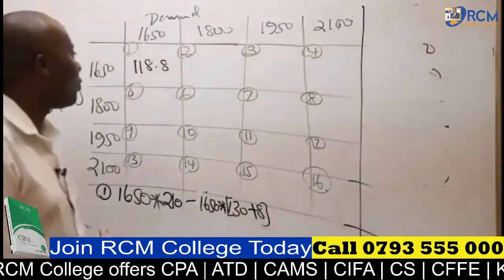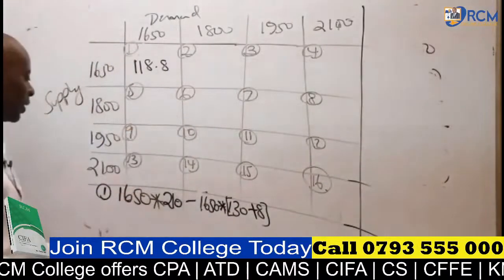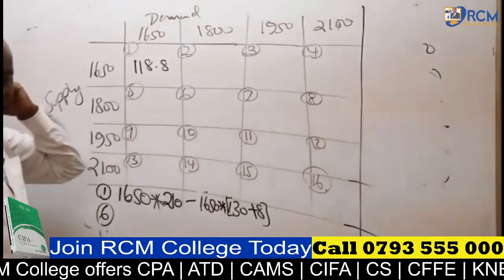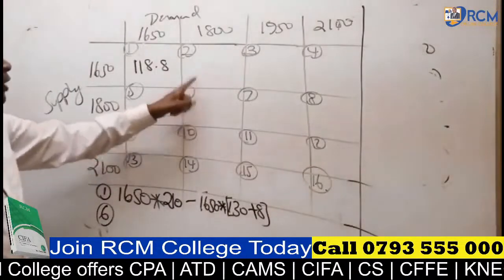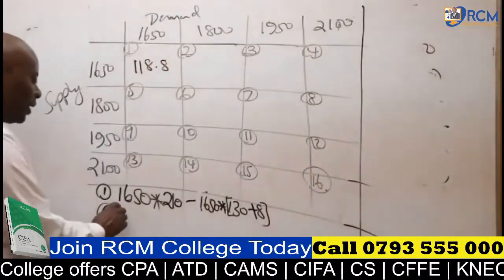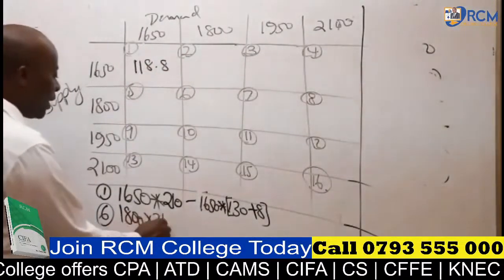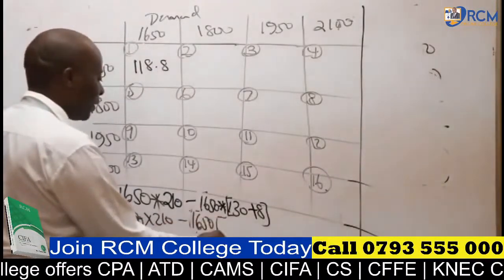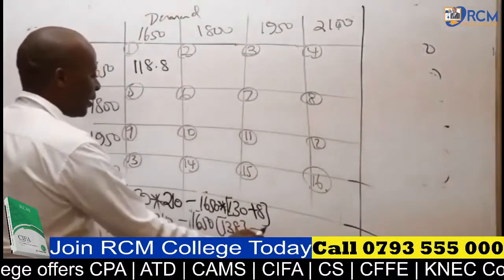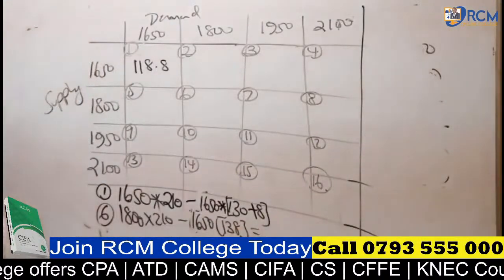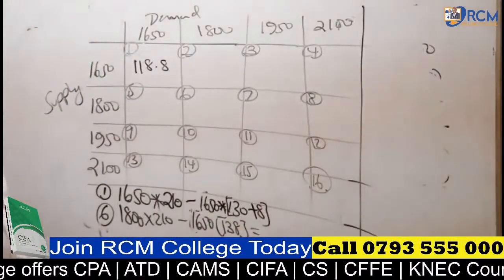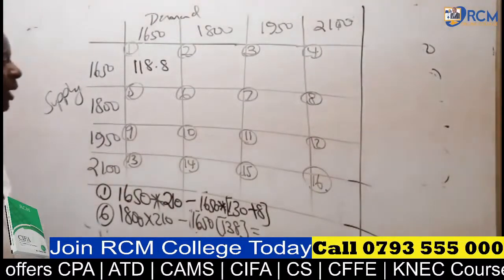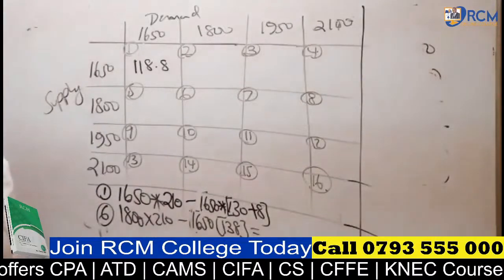Let us go first of all for the perfect matches. Perfect matches, let's go to number 6. I can see it's 1800 versus 1800. So here I'll have 1800 times 210 minus 1650 into 138. Can somebody give me these perfect matches? Number 6, what do we have there? So that I can get them out of my way.